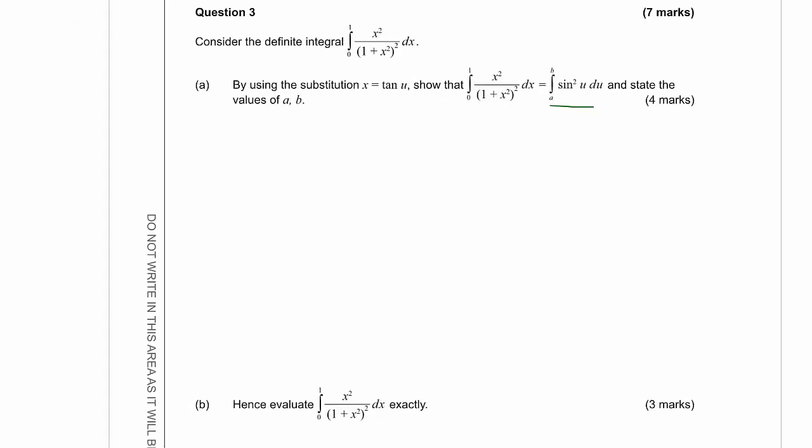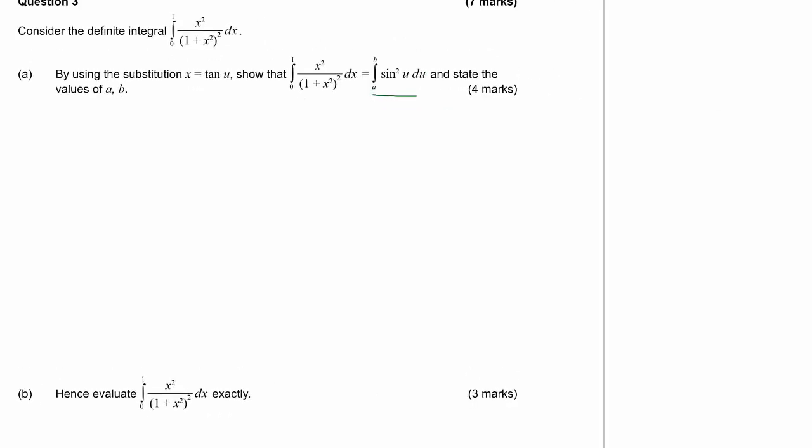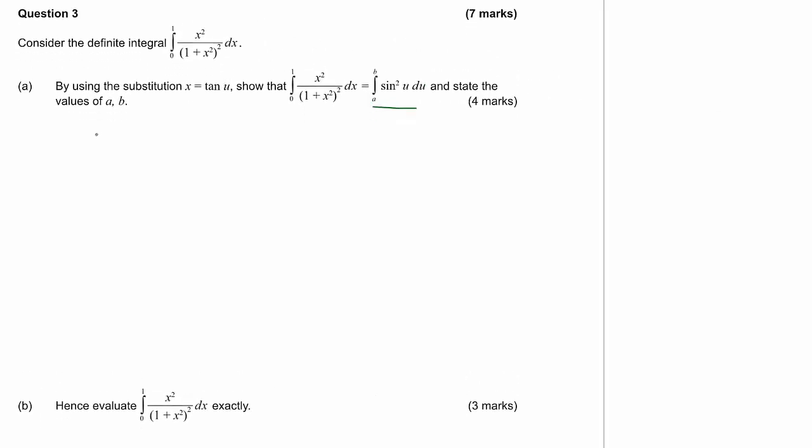Okay, so we're saying that x is equal to tan u, and that means that dx/du is equal to sec squared u. So dx can be replaced by sec squared u du.